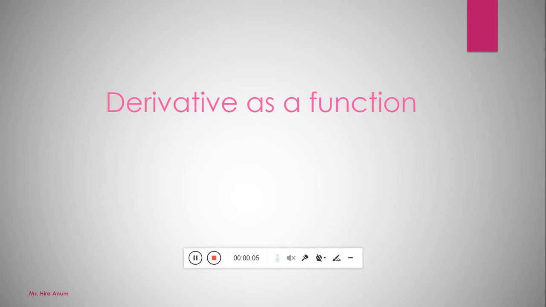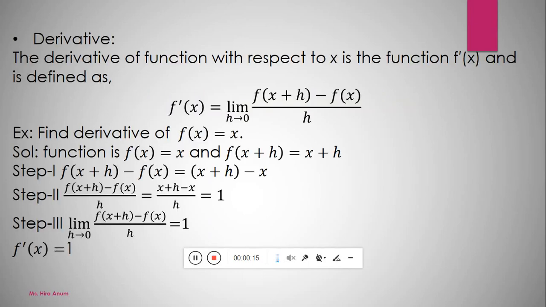I am here to teach you about derivative as a function. We do derivatives in simple or in functions. Now we have to check how to derivate. Derivative is a function with respect to x. Mostly we derivate a function with respect to x.